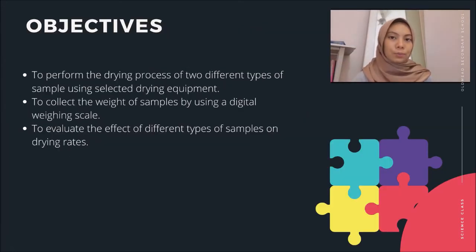So the first one is to perform the drying process of two different types of sample by using selected drying equipment, and then to collect the weight of samples by using weighing scales. And the last one is to evaluate the effect of different types of samples on drying rates.